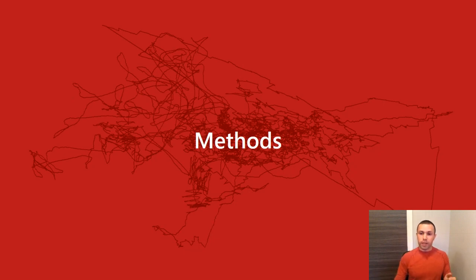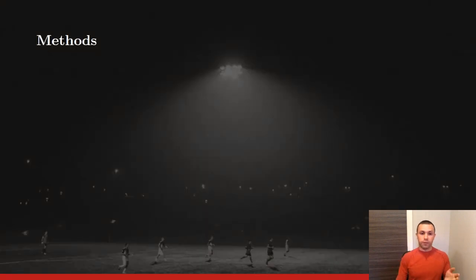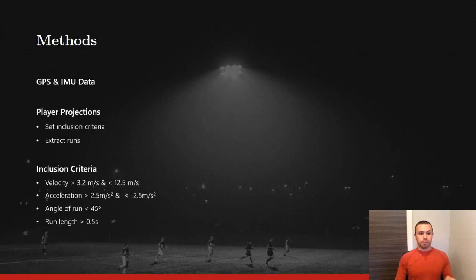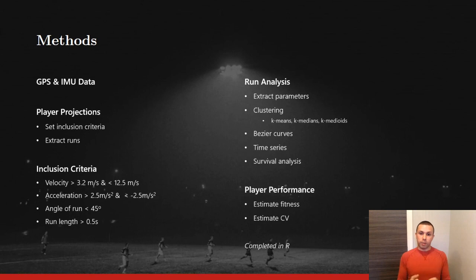To achieve all of this, we had to do a few things. First and foremost, we had to get GPS data and IMU data. We had to understand how we're going to set inclusion criteria to extract these runs. So what we did was we wanted runs that are fast enough or hard enough acceleration and somewhat linear to compare to each other, so we can then analyze them and hopefully extract parameters, cluster them, analyze them, and then move forward from there to understand which parameters are best seen at different times of play.